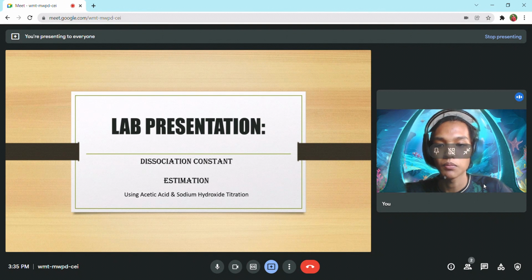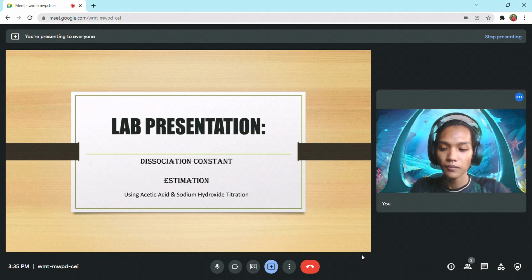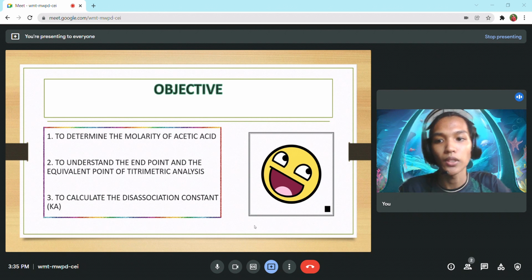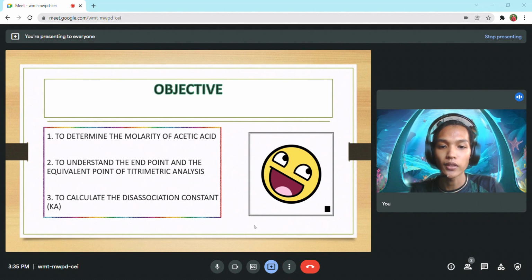I will present about dissociation constant estimation using acetic acid and sodium hydroxide titration. The objectives of this experiment are, first, to determine the molarity of acetic acid. Second, to understand the endpoint and the equivalent point of titrimetric analysis. Third, to calculate the dissociation constant.